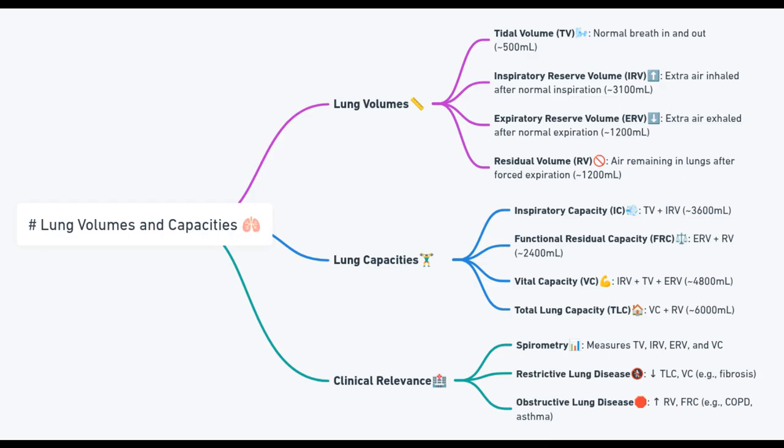So when you calculate the functional residual capacity, it's the volume of air remaining in the lungs even after normal respiration, like I said, and of course it comprises several volumes. So the expiratory reserve volume and the residual volume, which is 1.3 liters plus 1.2 liters, which makes 2.5 liters.